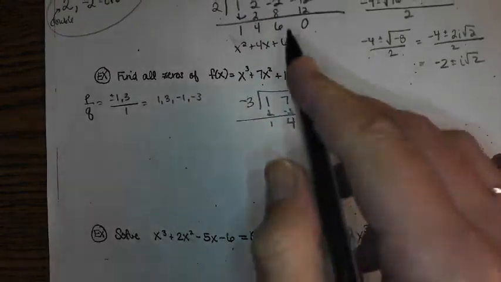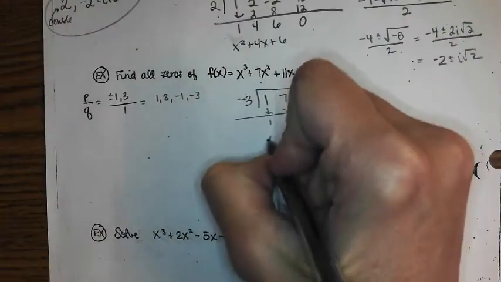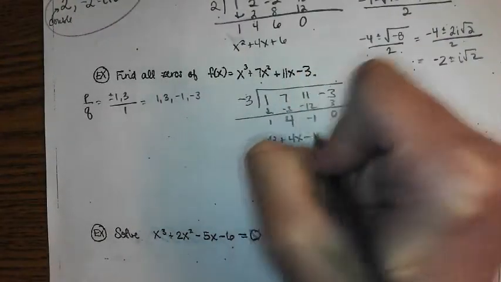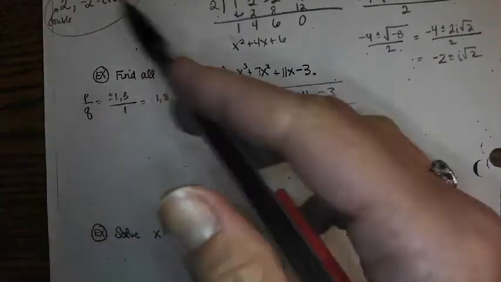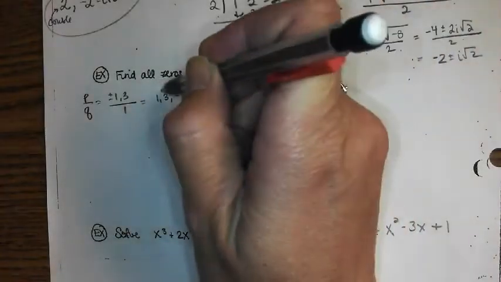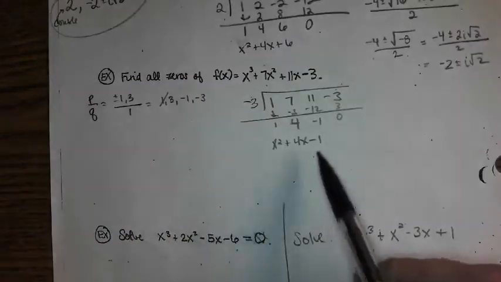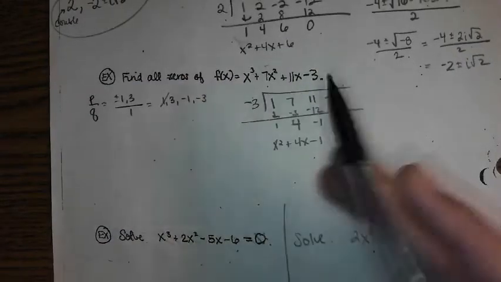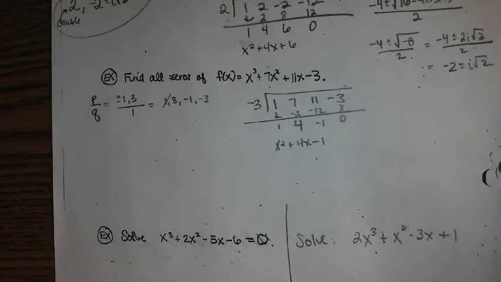Okay, so now my cubic becomes a quadratic. That's x squared plus 4x minus 1. So now when she picks up testing again, how many people tested 1 first? It didn't work, right? If 1 didn't work in the original, it's definitely not going to work later on either. So once something doesn't work, you never have to check it again.